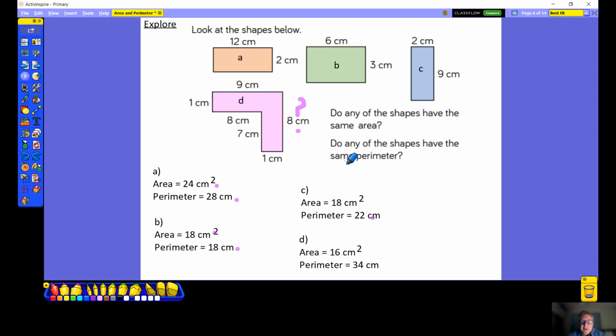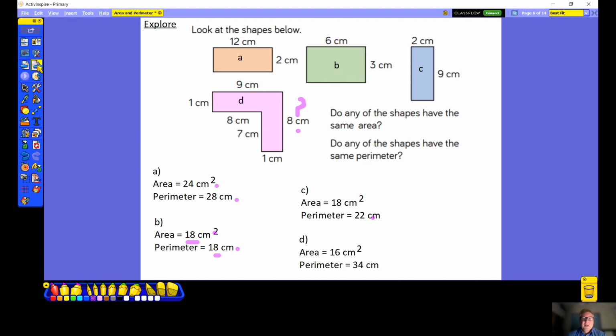Do any of the shapes have the same perimeter? Doesn't look like it. Not from my calculations. That one there's fascinating, isn't it? It's got the same 18 and 18.